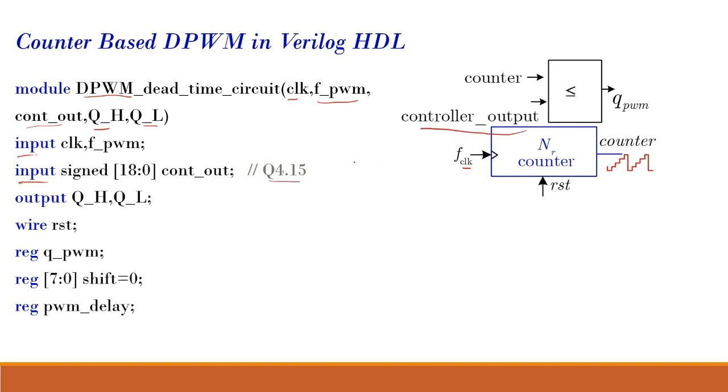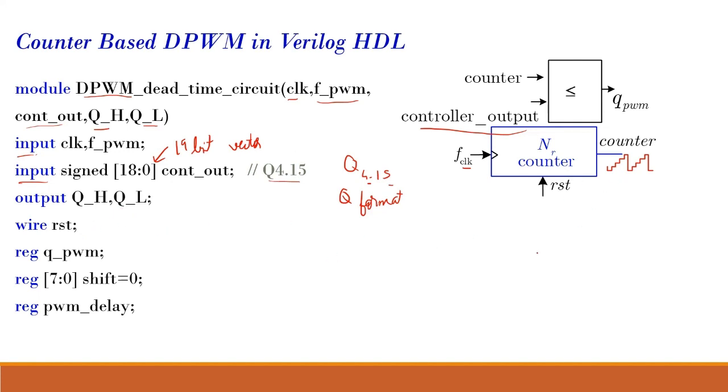We are going to use 4.14, this Q format. This is actually a 19-bit vector, which I am representing as 4 and 15; 4 plus 15 is 19. My outputs are QH and QL: QH is the high side gate signal, and QL is the low side gate signal. I am using a reset wire to store the condition of when I have to reset.